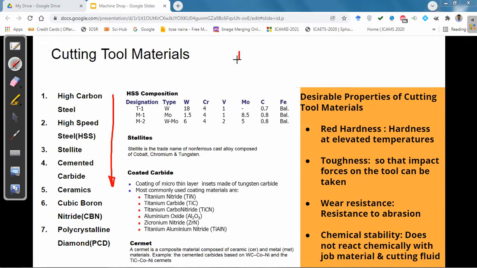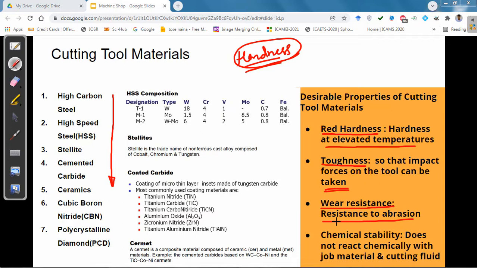So, two important things. Hardness is a very important property that we require, and you know that hardness is required at very high temperatures. The important desirable properties of the cutting tool are, first, red hardness, which is hardness at elevated temperature. Then toughness, so that the impact forces on the tool can be taken; that means it can take some amount of shock load. Then wear resistance to abrasion, which is also important so that tool life increases and it does not wear quickly. And chemical stability: it does not react chemically with the job material and the cutting fluid, and at very high temperature it should not be unstable. Okay, so these are the important characteristics required for the cutting tool.